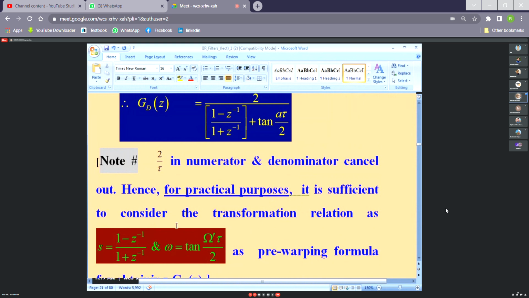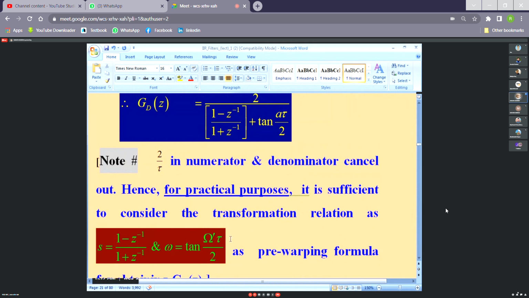Now, as a consequence, just try to understand this thing. Often the desired digital filter cutoff frequencies will not be specified in radians per second. They will be specified in radians. Specified in radians means you will not be provided with the value of omega prime, omega 1 prime, omega 2 prime, etc. But you will be provided with the value of capital omega 1, capital omega 2, etc. Capital omega 1 means the product of capital omega 1 prime into tau. Capital omega 2 means the product of capital omega 2 prime into tau.